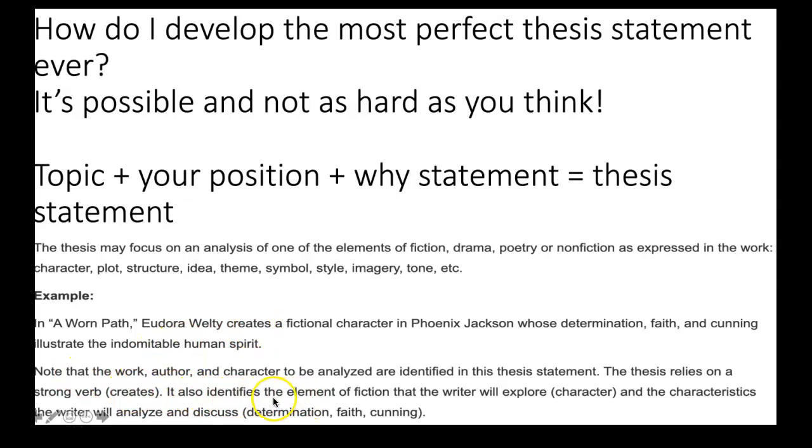It also identifies the element of fiction that the writer will explore, the character, right here, and the characteristics the writer will analyze and discuss. Determination, faith, and cunning. See? So this is a character analysis. We obviously know that. The person who's going to use this thesis statement is going to analyze this character, Phoenix Jackson's determination, faith, and cunning. So this is very short, but it's a great thesis statement.